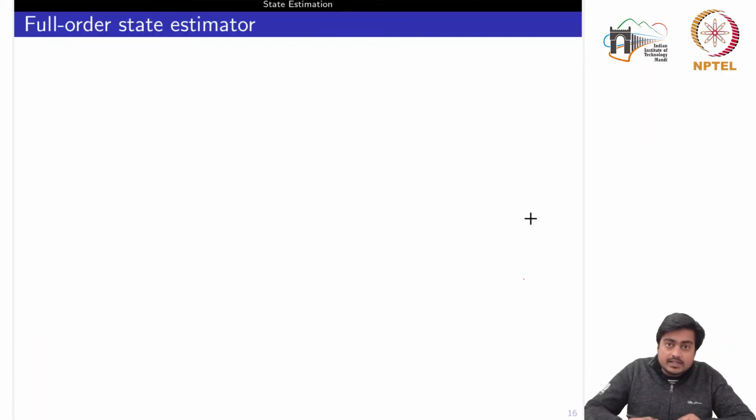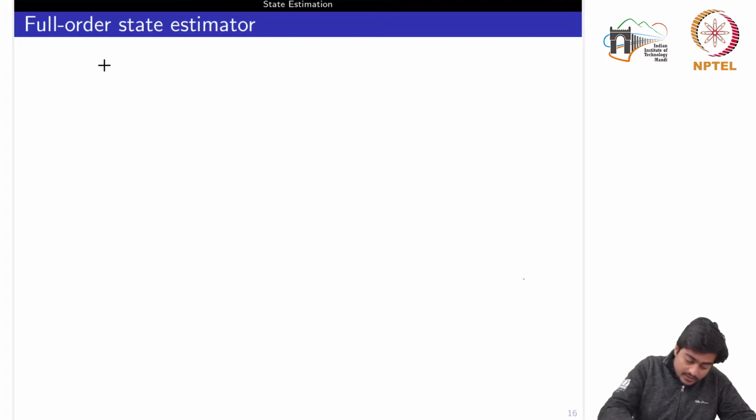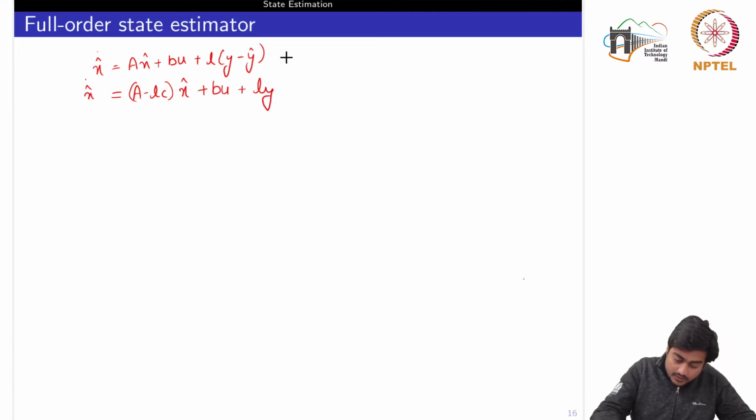Okay, so in the last lecture we had seen the two approaches for designing the observer. So the first observer we had seen is given by x hat dot is equal to A x hat. Then we added one term which signifies y minus y hat, right? And we also parameterize this in the form x hat plus Bu plus Ly. Okay. So this was one observer.